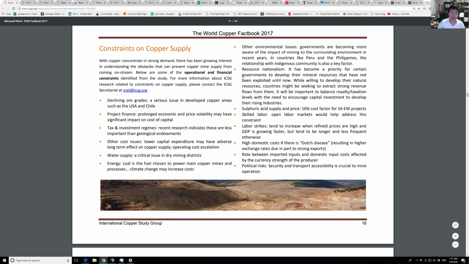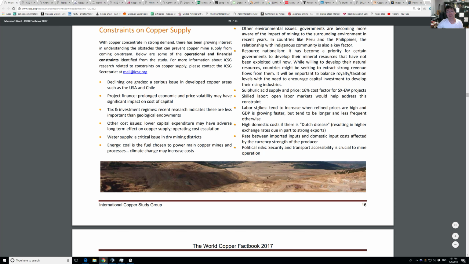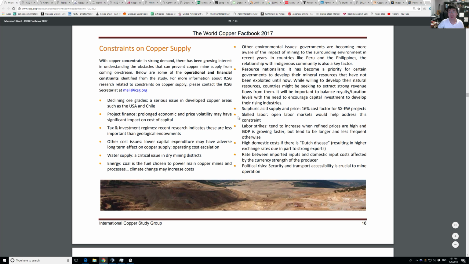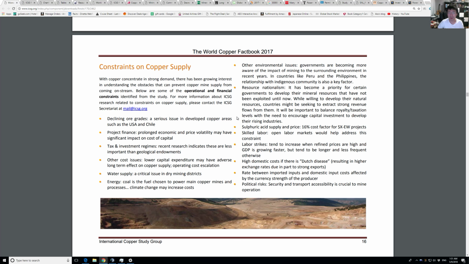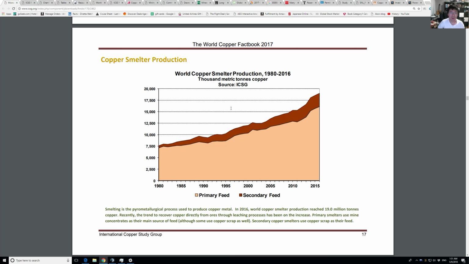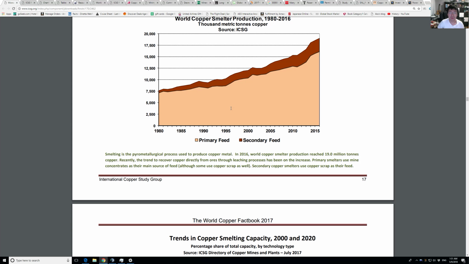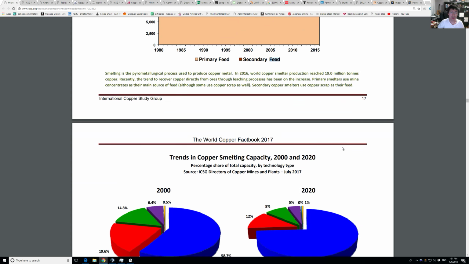So this one talks about some constraints, and basically it's capital and political, in terms of like tree huggers. And yeah, capital and political are the two things. Secondary feed is basically recycled stuff.